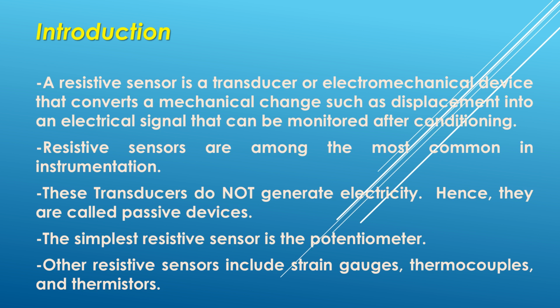For introduction, a resistive sensor is a transducer or electromechanical device that converts a mechanical change such as displacement into an electrical signal that can be monitored after conditioning. Resistive sensors are among the most common in instrumentation. These transducers do not generate electricity, hence they are called passive devices. That means passive transducer.